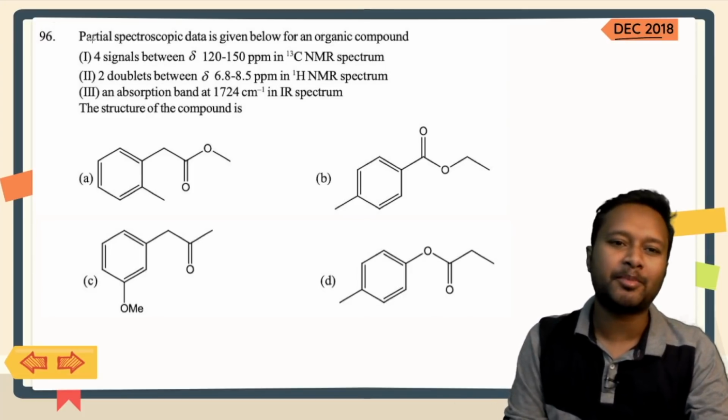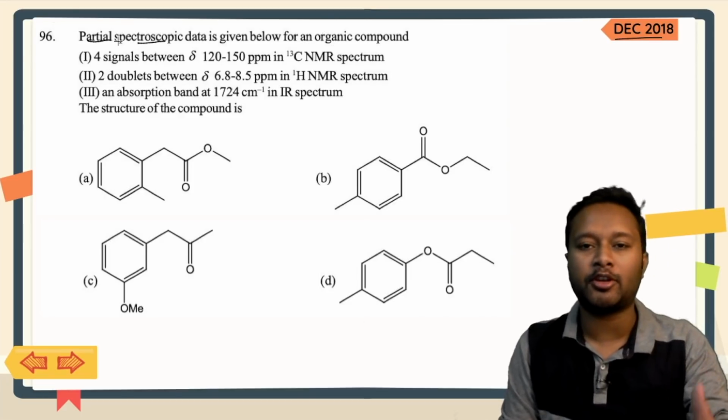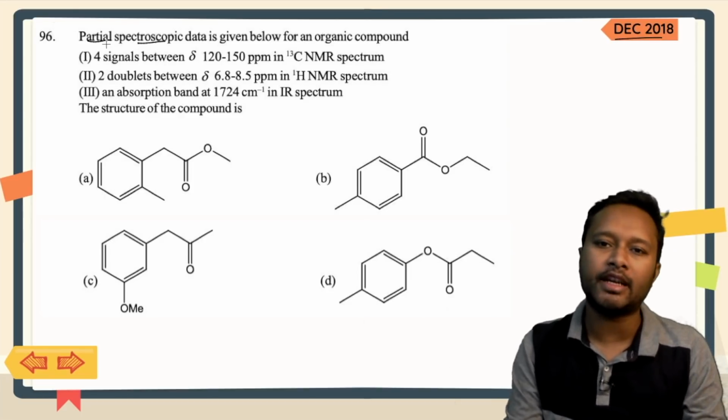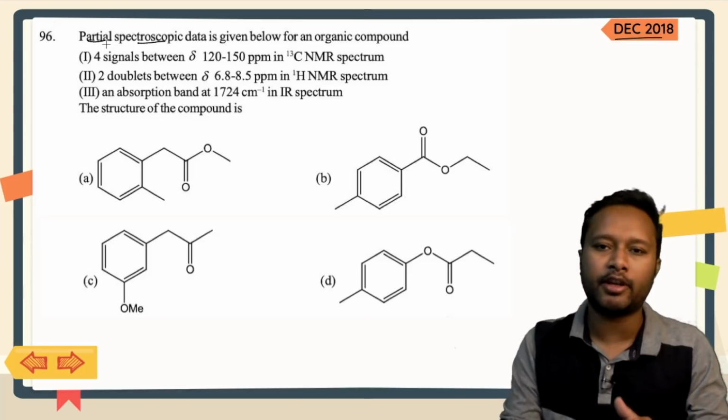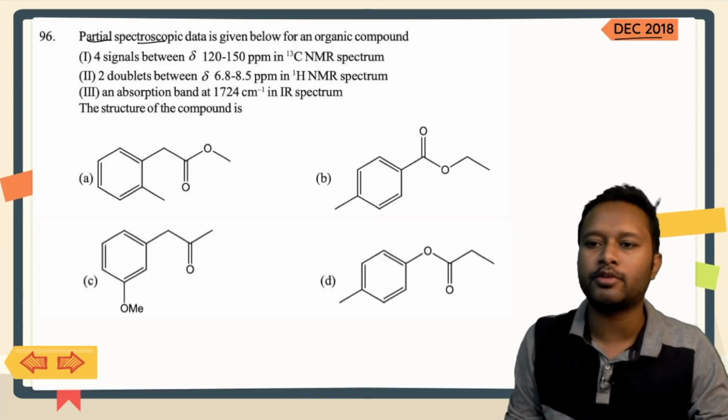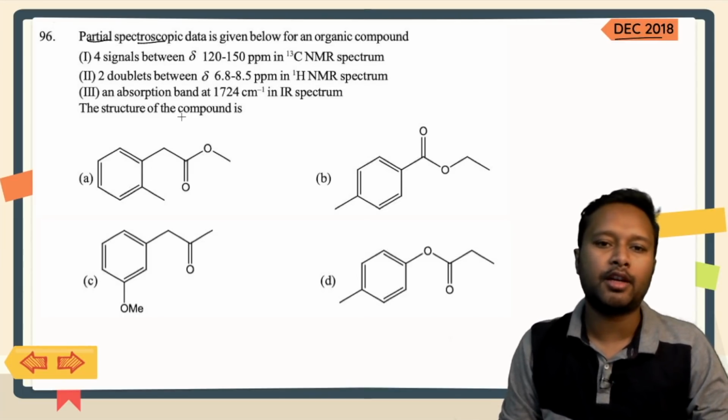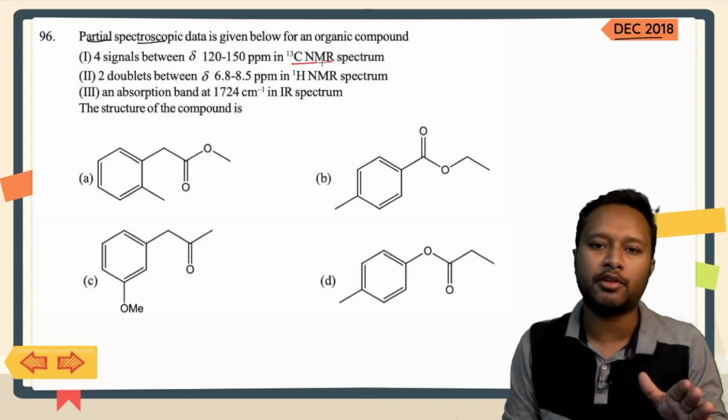Why? Because here the partial spectroscopic data was given, not the complete spectroscopic data, but the data was quite sufficient to analyze the answer. I'll tell you how to approach this type of question. First of all, there are three data sets given to you. They have given you carbon-13 NMR, proton NMR, and IR data. All three data are given to you.